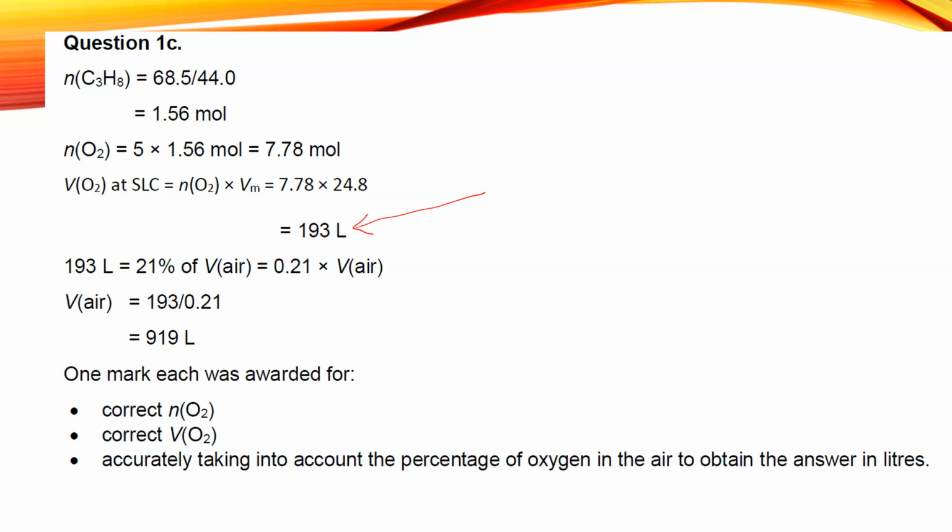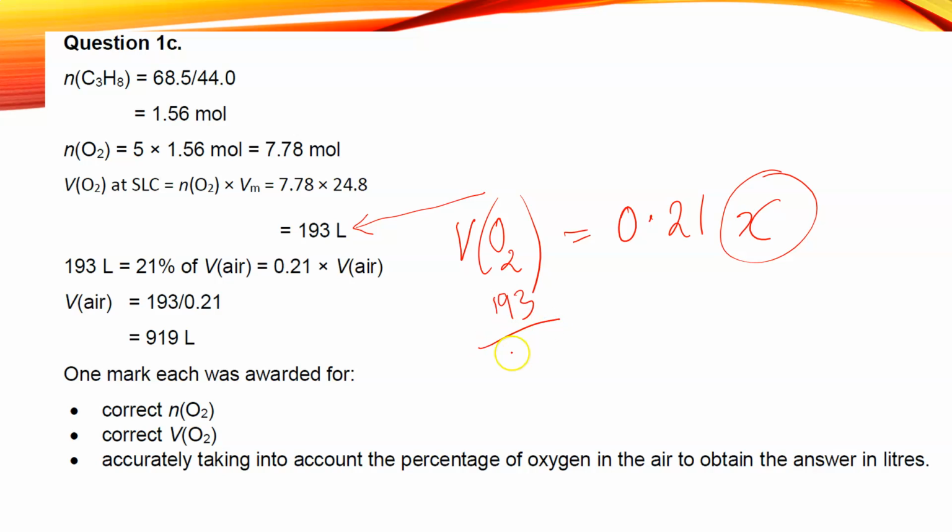So if you say the volume of the air is X, 0.21 of the air volume of X is the volume of the oxygen. So I'm just going to go, our volume of our O2 is equal to 0.21 X. And to solve for X, you divide your volume of oxygen, 193, by the 0.21. Just talk yourself through that equation when you're trying to do it. And then you get 2919.